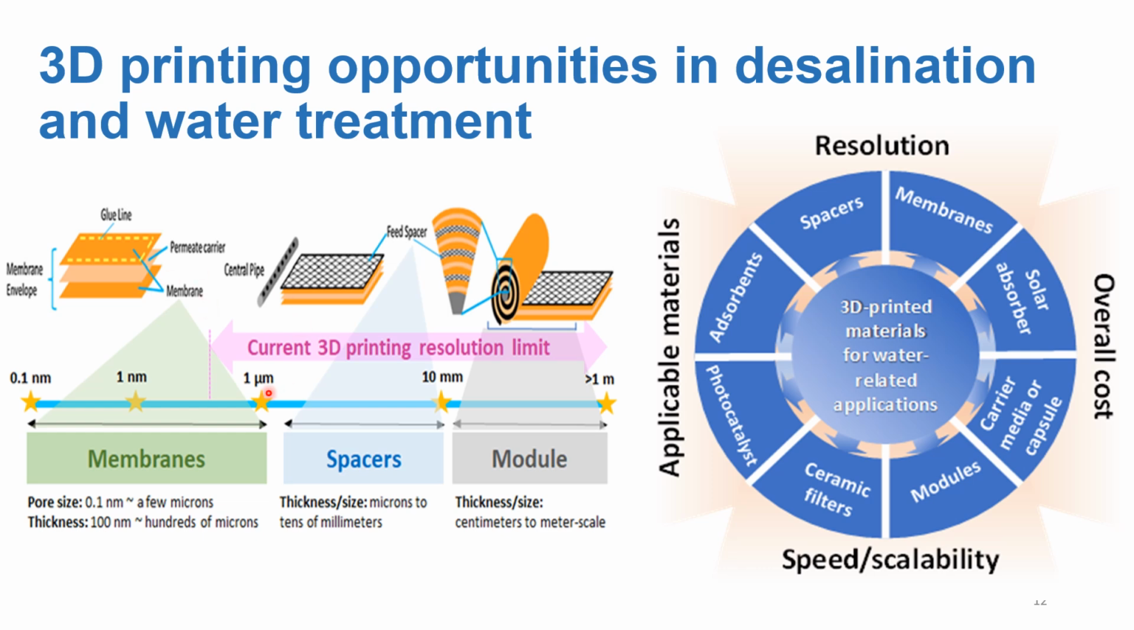When we are talking about membranes, which are basically used for many desalination and water treatment applications, we have flat sheet membranes, and we can fabricate membranes at this resolution here. Normally the pore sizes of the membranes range from 0.1 nanometers to a few microns, and the thickness is also quite thin, from 100 nanometers to a few hundred microns.